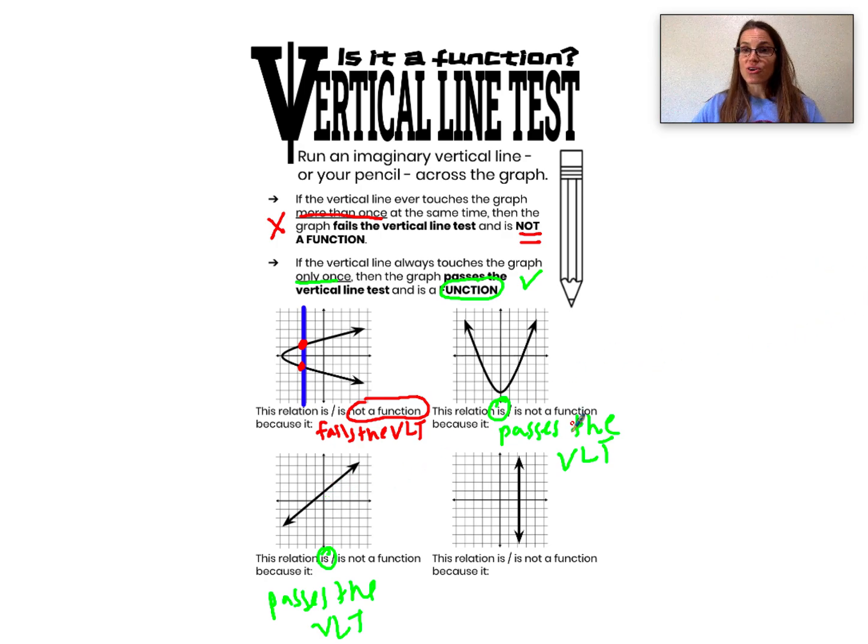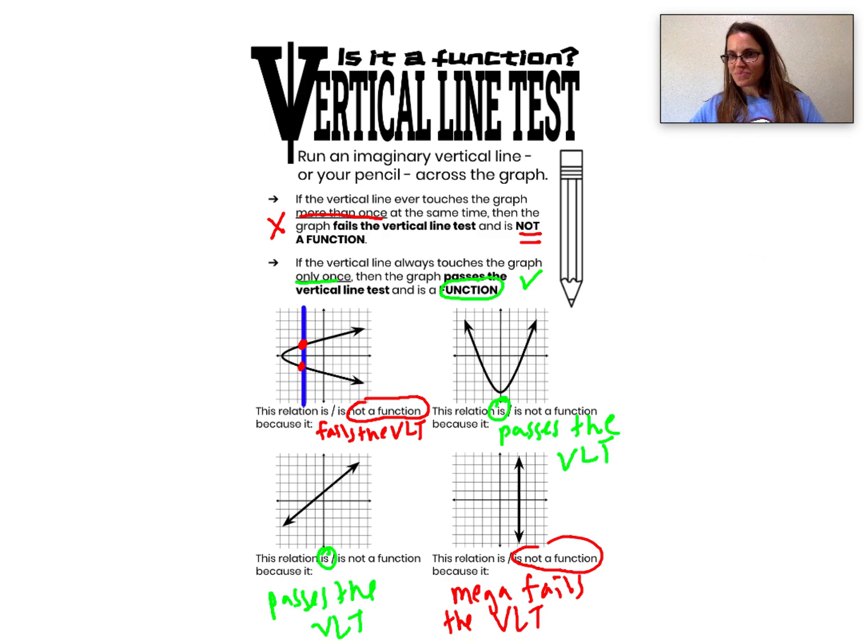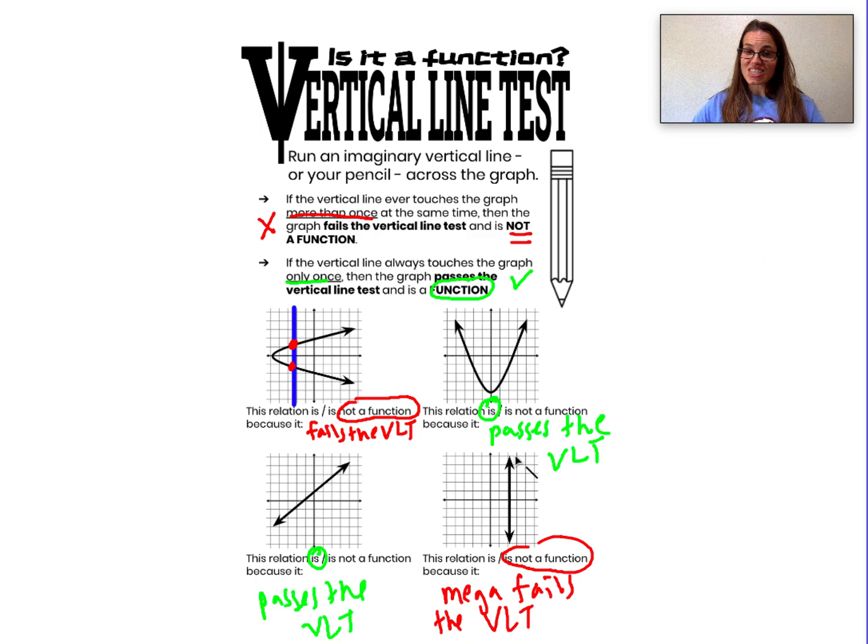Last example, a vertical line. I like to say a vertical line is not a function because it mega fails. You should write mega fails on your notes page so that I know that you actually watched this video, because it mega fails the vertical line test. There is one vertical line that I can draw, and that vertical line doesn't just cross the graph more than once. It doesn't just cross it twice or 3 times or 4 times or 5 times. This vertical line crosses that other vertical line an infinite number of times.